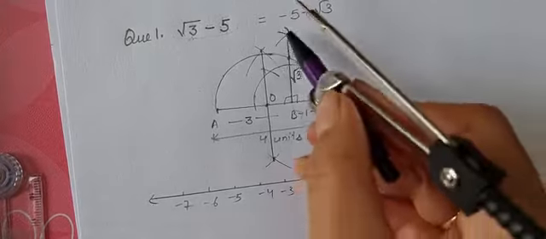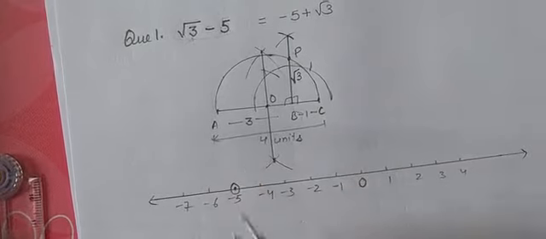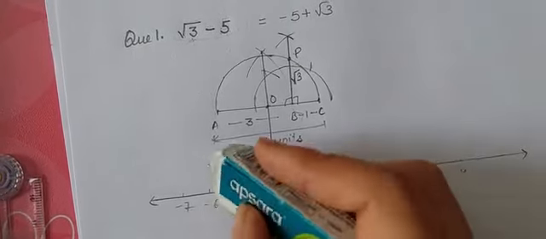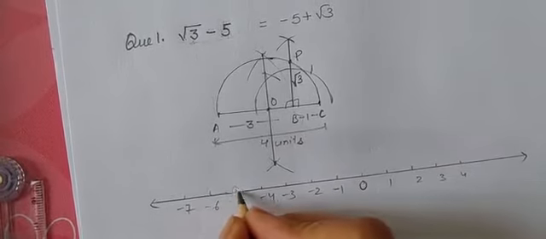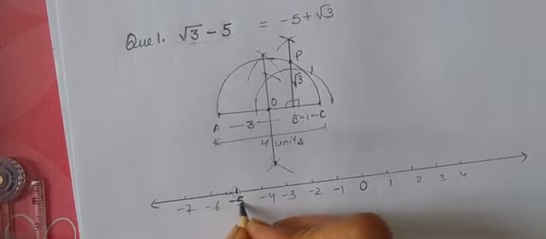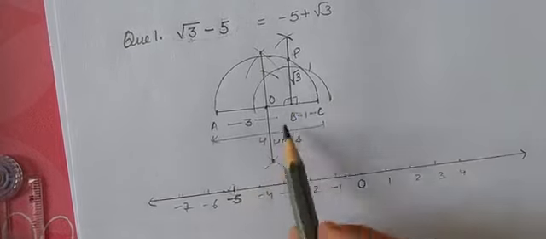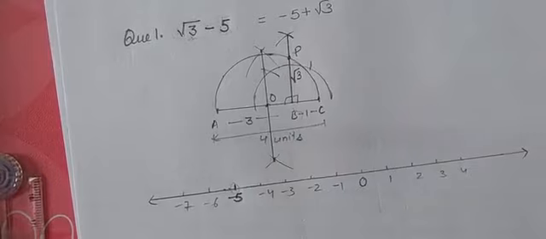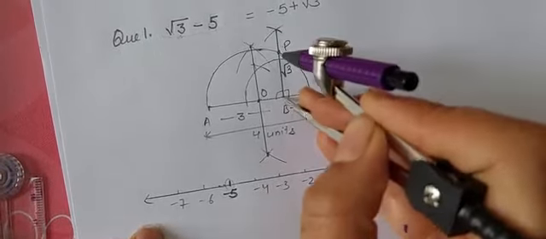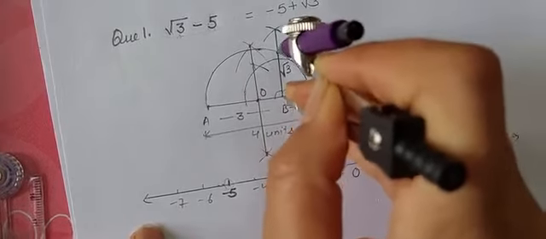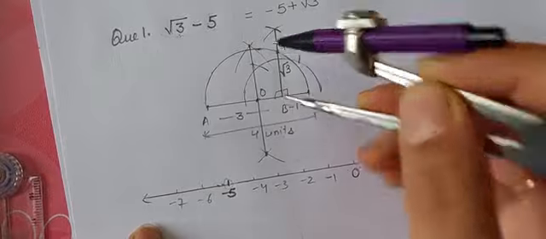So first of all, minus 5, so I reached here. Okay, I should not label it because this is not my final answer. So this is minus 5. And from here I have to go plus root 3, means in the positive direction I have to go root 3 units. So let me select root 3. This is my root 3. This is root 3 units, BP is root 3 units.